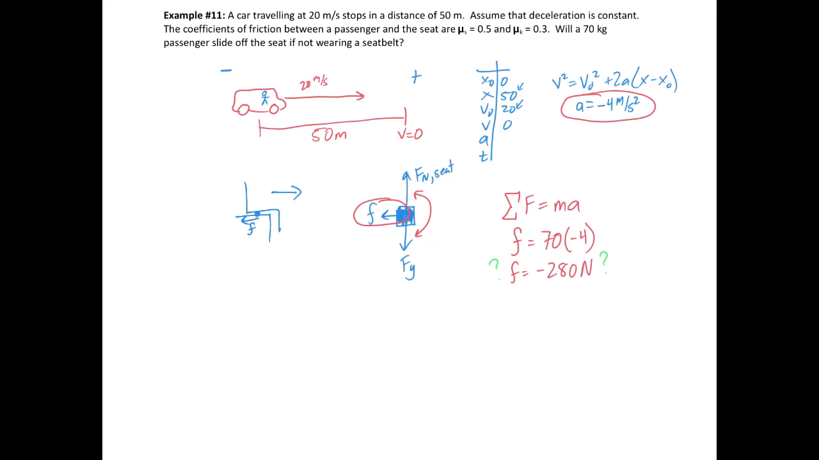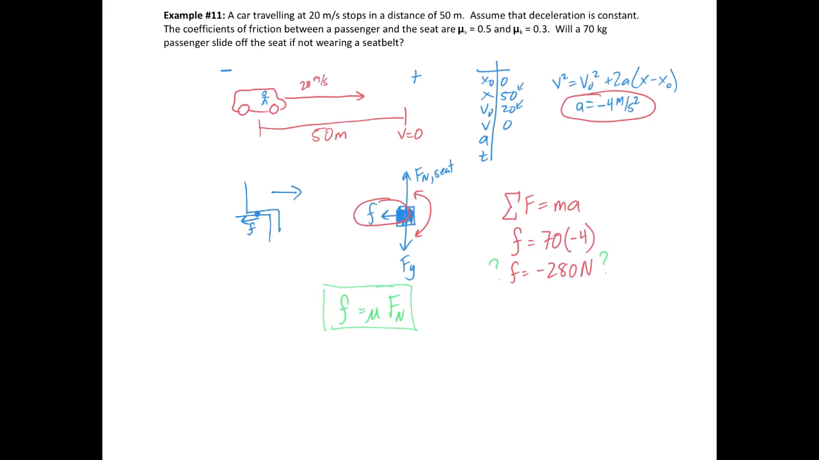All right, now, here's the key. Can the friction apply negative 280 newtons of force? Well, we're going to have to go into our definition of friction. We know that friction is equal to the coefficient of friction times the normal force. If it's static, then this is the maximum amount of friction that can be supplied. If it's not static, if it's kinetic, then that is equal to the amount of friction.